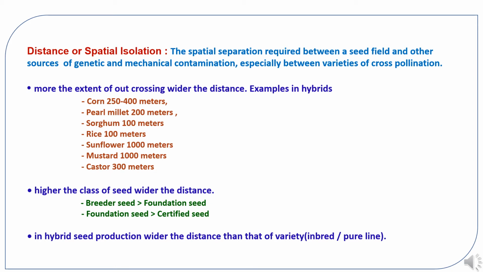In case of higher class of seed, we have to increase the isolation distance. In case of breeder seed, the isolation distance is higher compared to foundation seed, and accordingly the foundation seed isolation distance is more than certified seed. It means if the class of seed is higher, breeder seed being the highest purity seed, it has the highest isolation distance, then foundation seed, then certified seed. In hybrid seed production, there should be a wider isolation distance compared to varieties.